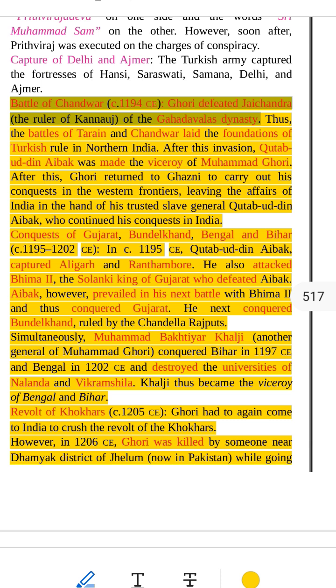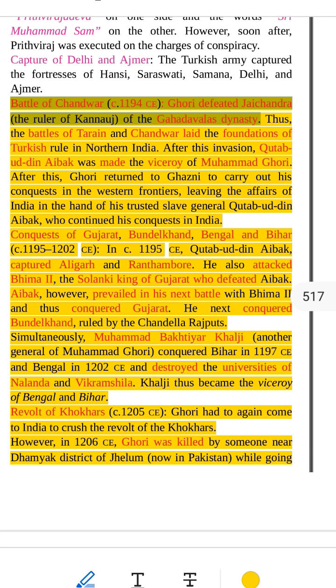Leaving the affairs of India equals Ghori handed over the job of ruling India, to be managed by someone he deeply trusted, his slave general. Aibak was once a slave, but had risen to become a top military leader. Qutb-ud-Din Aibak, the same loyal general we talked about earlier.